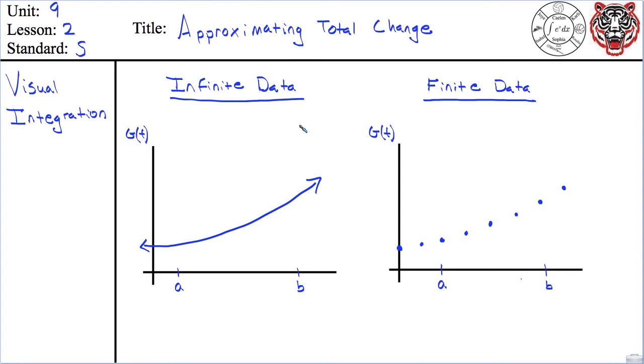Infinite data is a line or an equation that they give us, versus finite data, which is just a bunch of points or just from a table. So let's talk about what integration looks like visually. If I'm taking infinite data, if I'm trying to integrate between A and B, this is going to be infinitely many bars, so it's really just shaded in between A and B. And that is exactly equal to the integral between A and B of whatever function. My function, I'm calling it capital G of t. So the integral of G of t dt.